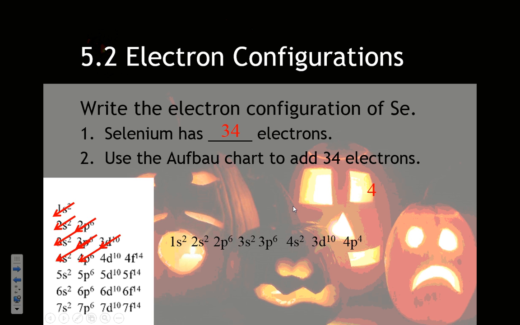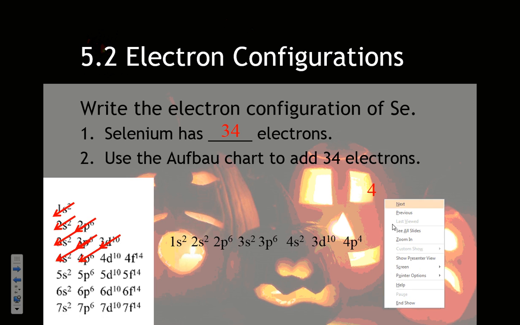So this is a lot faster. 1s2, 2s2, 2p6, 3s2, 3p6, 4s2, 3d10, 4p4. Quick and easy compared to the orbital notation. And now that officially ends our first day of notes looking at electron configurations.